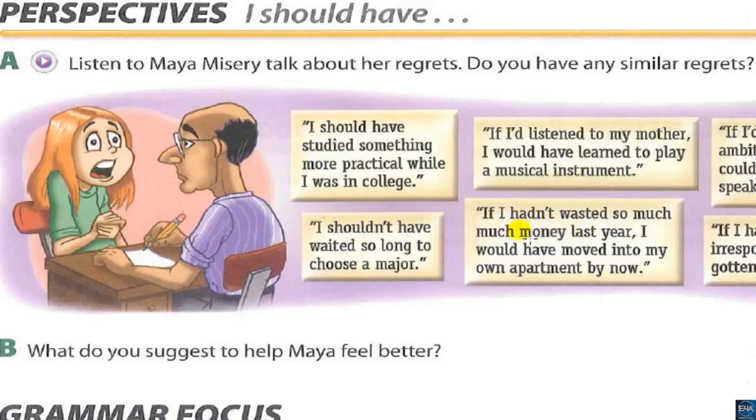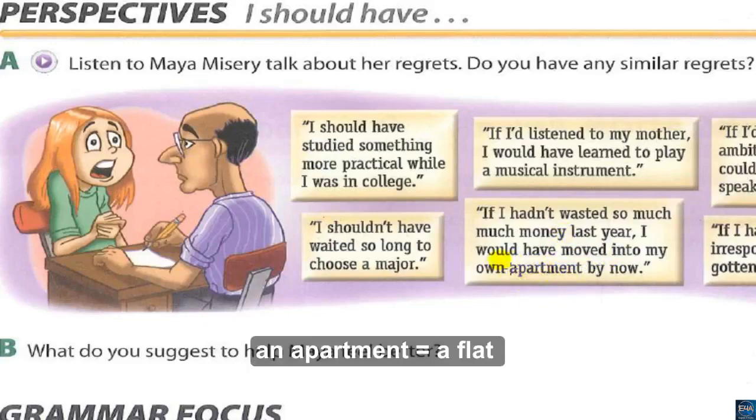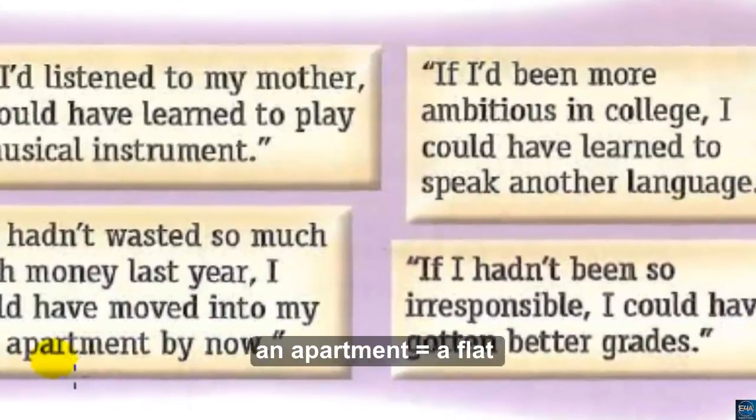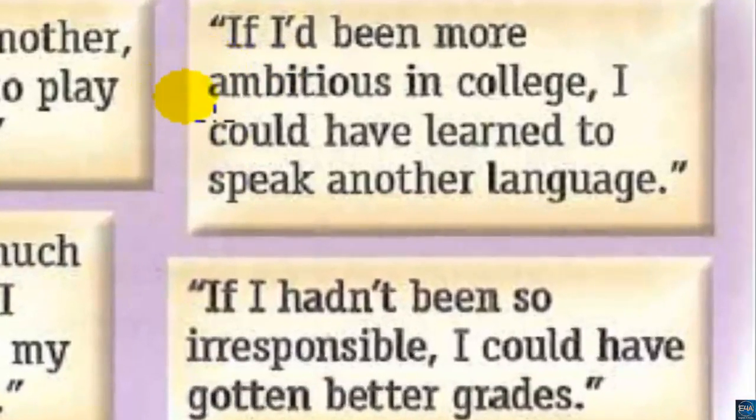If I hadn't wasted so much money last year, I would have moved into my own apartment by now. If I hadn't wasted so much money: to spend much money for nothing. I would have moved into my own flat. If I'd been more ambitious in college, ambitious: you have a strong desire to succeed. I could have learned to speak another language.